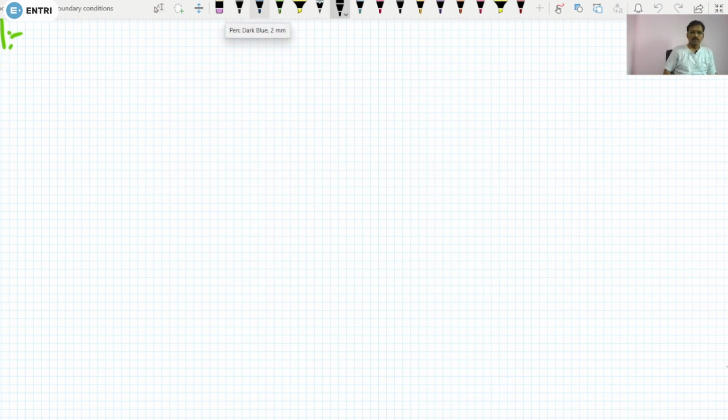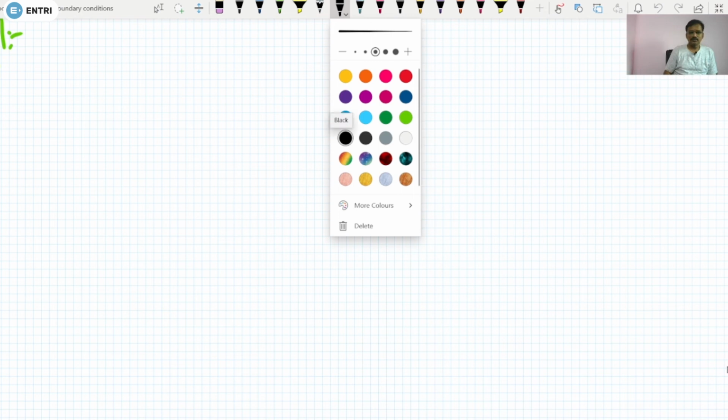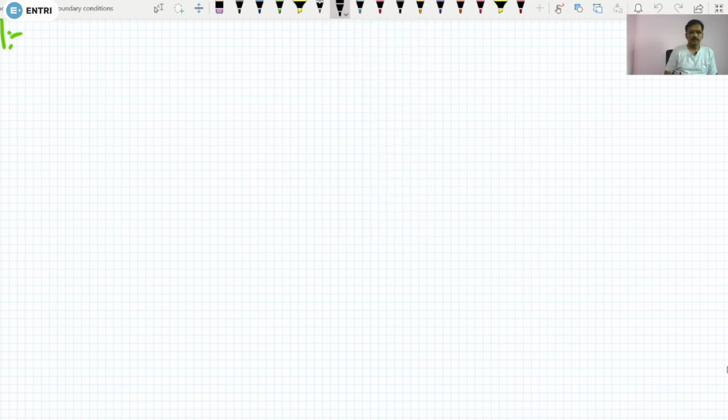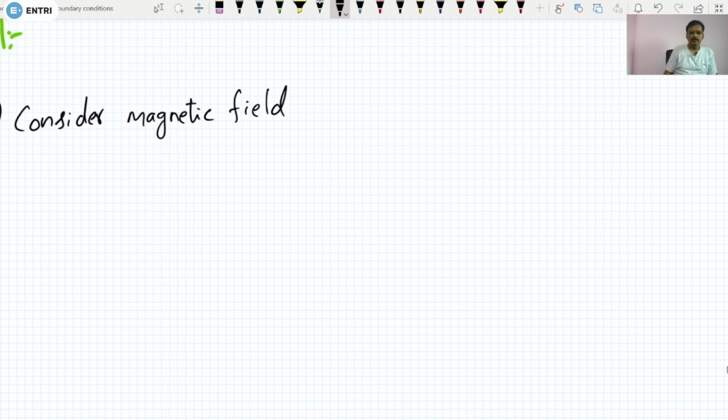Okay, so here I'm writing the second question. First question completed. So the second question, what they have given here is: consider magnetic field intensity.